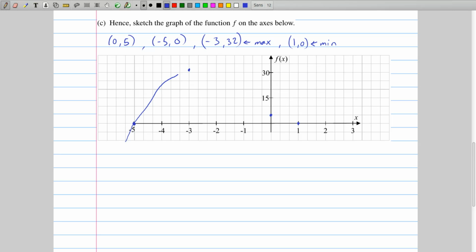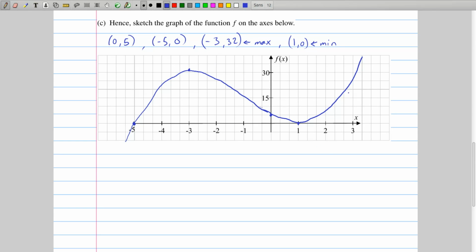Remember, this minus 3, 32 is a maximum, so we shouldn't have any points higher up than that locally. Likewise, as we go down here, we should end up with 1, 0 being the lowest. From then on, it will climb up again, and beyond there, it can go above the maximum. That's why they use the phrase local maximum and local minimum, because it's just in that region that you end up with the highest point and the lowest point.